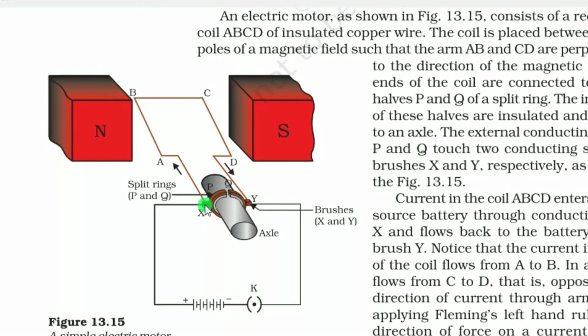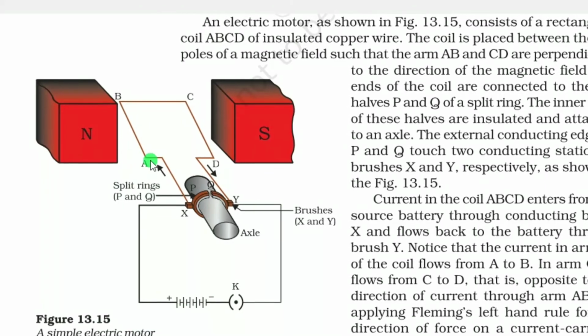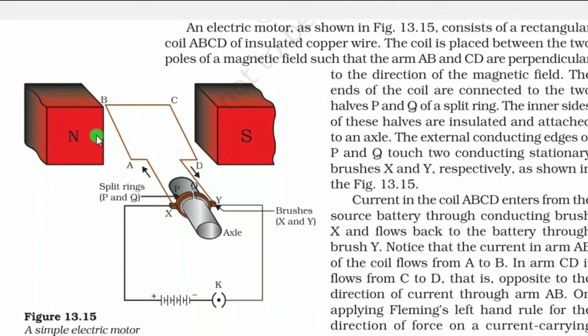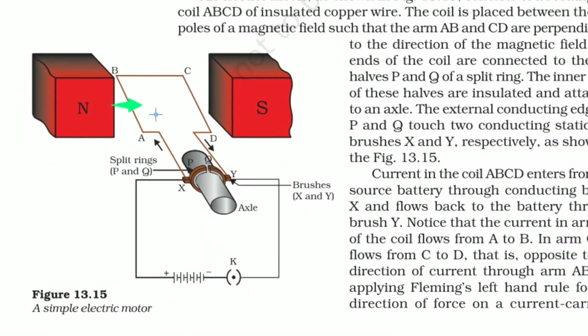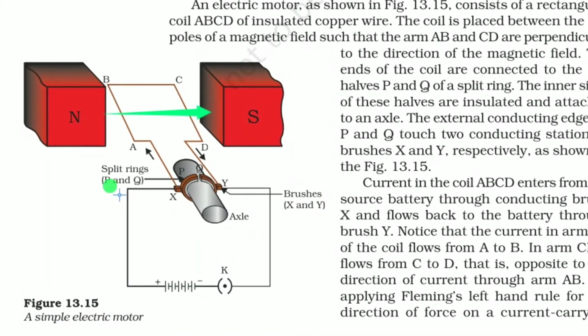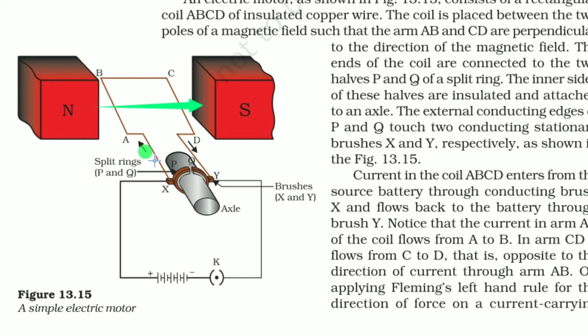How? Now you can see at this position, current is flowing in the AB direction. The magnetic field is always from north to south direction. Here current is flowing from A to B, the magnetic field is N to S, and in which direction will the force be applied?